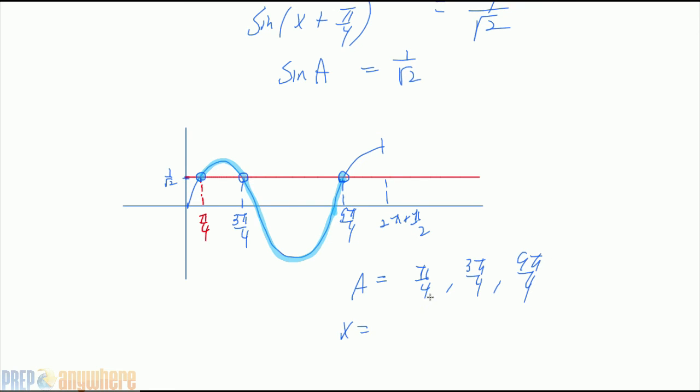So x is going to be all of these subtracted by pi over 4. So 0, pi over 2, and just 2 pi. 3 answers.